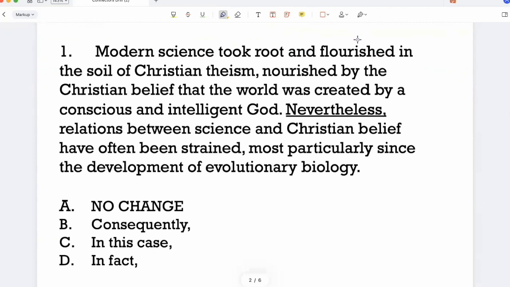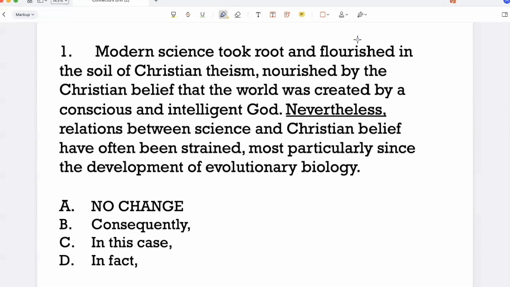Question 1. Modern science took root and flourished in the soil of Christian theism, nourished by the Christian belief that the world was created by a conscious and intelligent God. Nevertheless, relations between science and Christian belief have often been strained, most particularly since the development of evolutionary biology.